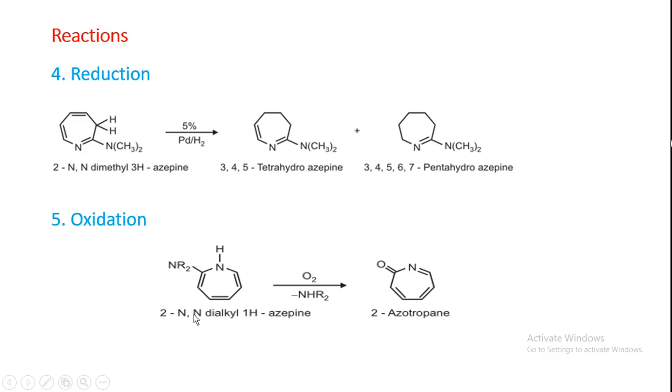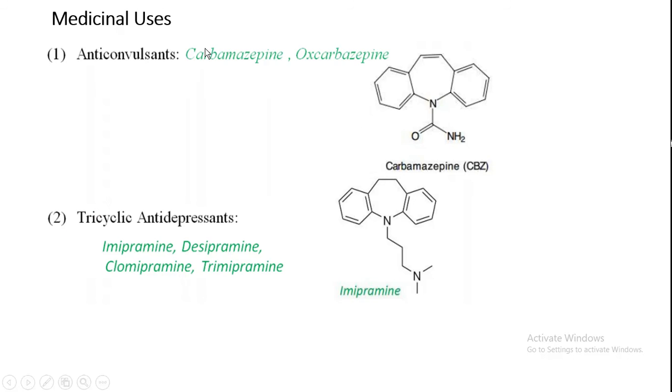Then oxidation, so oxidation of the substituted azepine like 2-N,N-dialkyl 1H azepine. In the presence of O2, oxygen oxidation, NHR2 will come out, and ultimately you will get azotropane. So oxidation takes place at this carbon, C double bond O. Earlier it was NR2 dialkyl, but now it is C double bond O. So this is the oxidation reaction of azepine.